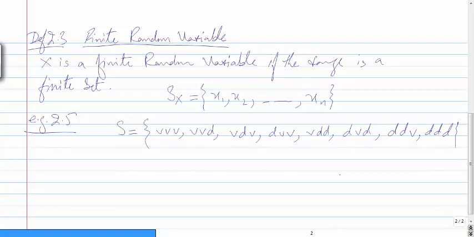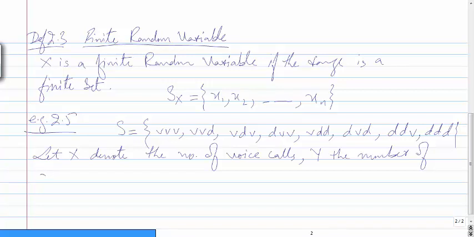Now the question is, let X denote the number of voice calls, Y the number of data calls, and let R be the derived random variable that is based on X and Y.